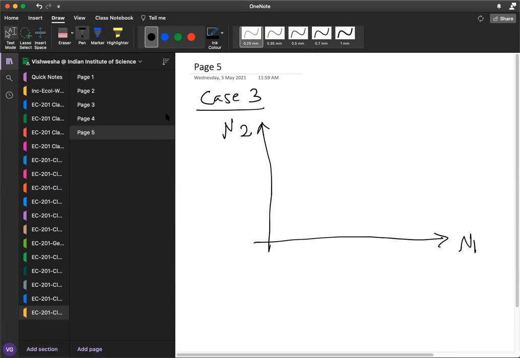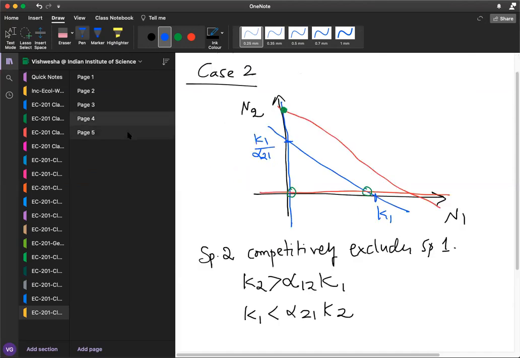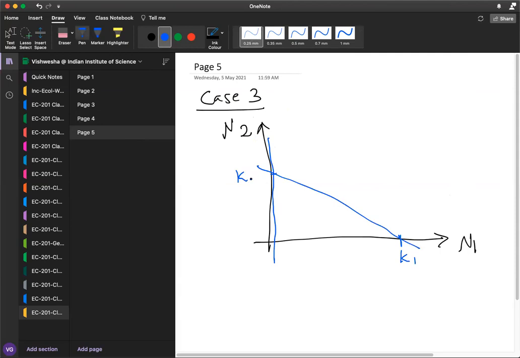N2. So again, let's keep the blue null lines exactly as we have done. So this is K1, this is K, this is K1 by alpha. Okay, so what's the next possibility now? Of course, this will always be the same. This null line doesn't change.